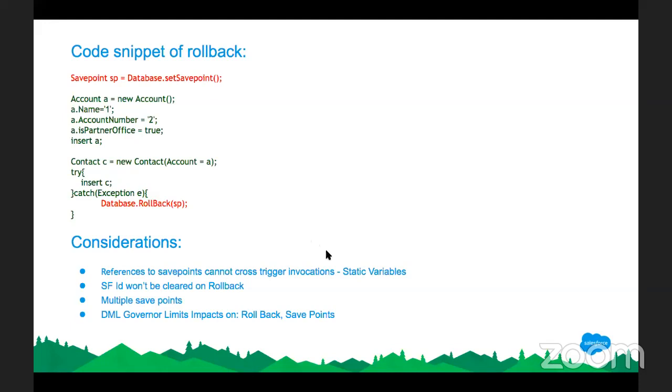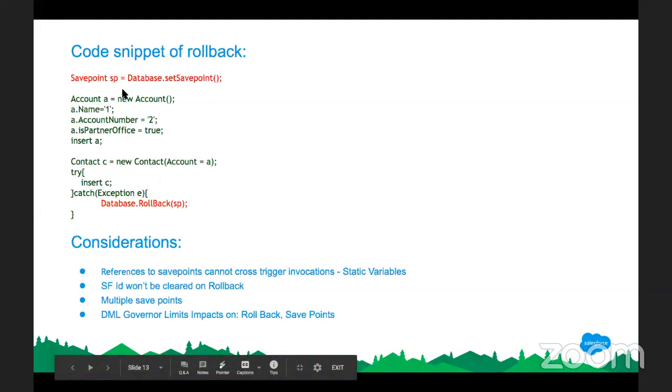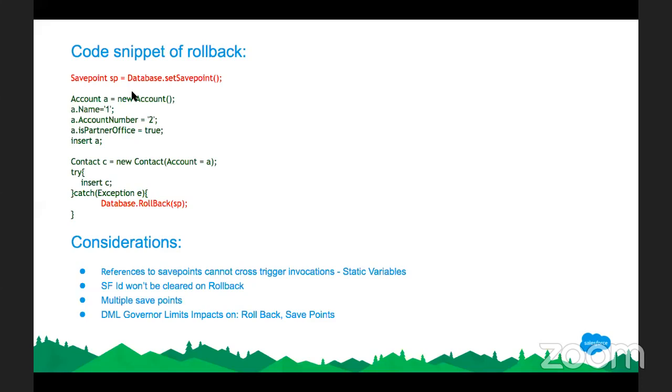You cannot mention the savepoint as a static variable. If you try to capture the same value in the trigger, it cannot be done. Salesforce will throw an error. Static variables cannot be used for your savepoints. And when you insert this contact record and for some reason it gets rolled back.